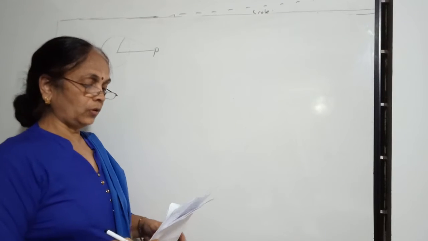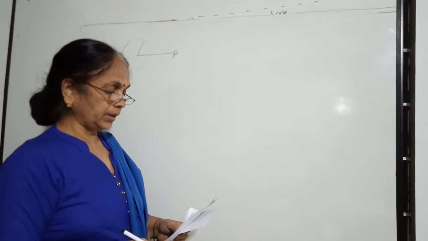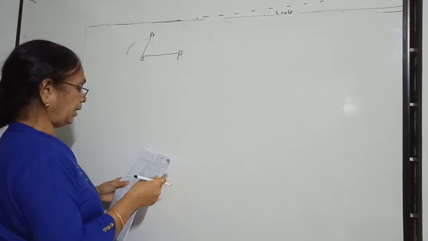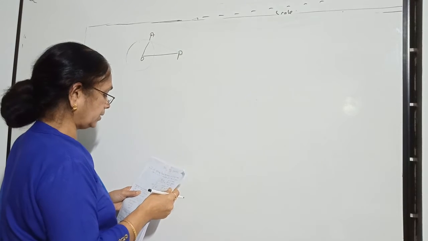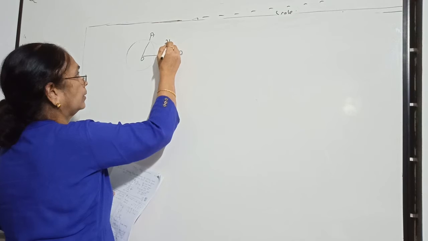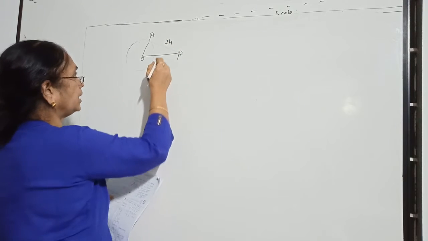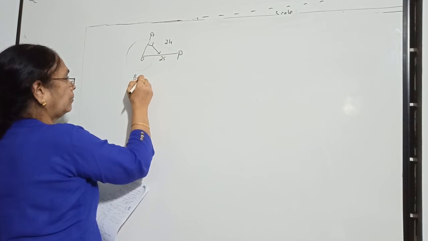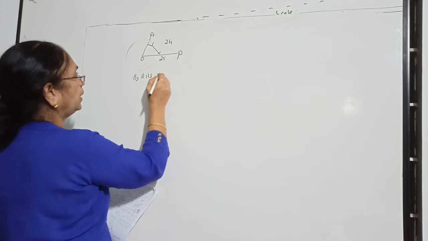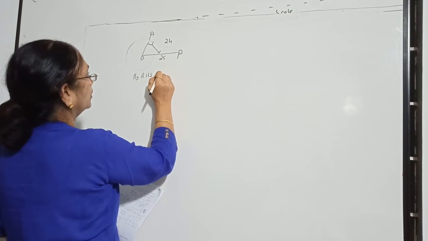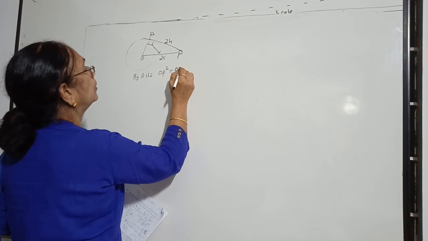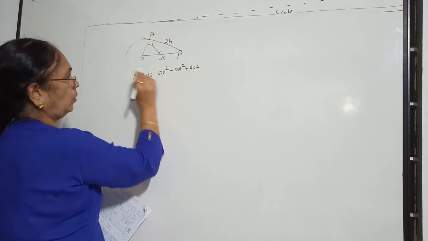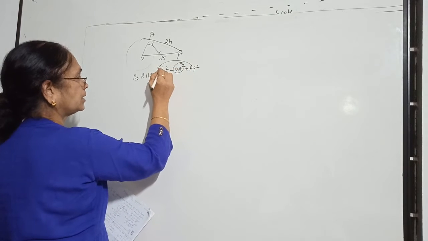AP is given as 24 and OP is given as 25, then the radius OA is asked. So this is A, O. AP, find the figure, AP is given as 24 and OP is given as 25. So this is 90 degrees, by RHS property, OP square is equal to OA square plus AP square. We want OA square, so shift this to the other side, that's all.